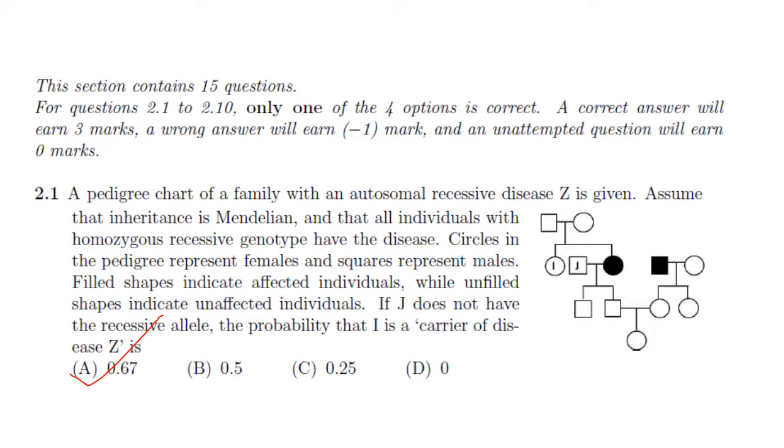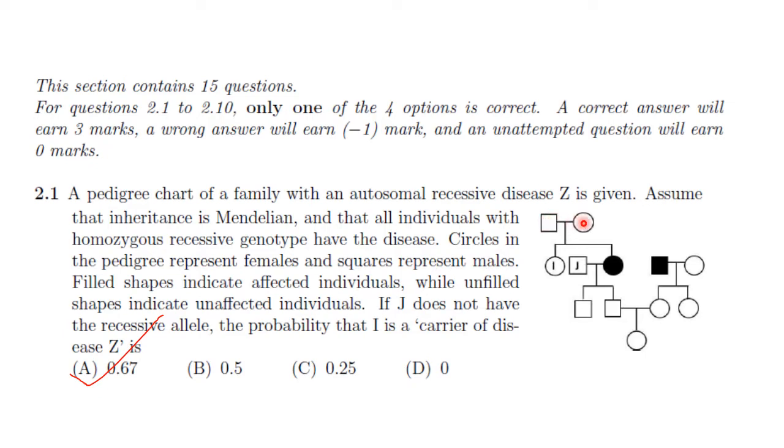So the first question: a pedigree chart of a family with an autosomal recessive disease Z is given. Assume that inheritance is Mendelian and that all individuals with homozygous recessive genotype have the disease. Circles in the pedigree represent females and squares represent males. Filled spaces indicate affected individuals while unfilled spaces indicate unaffected individuals. If J does not have the disease or the recessive allele, the probability that I is a carrier of the disease Z is.